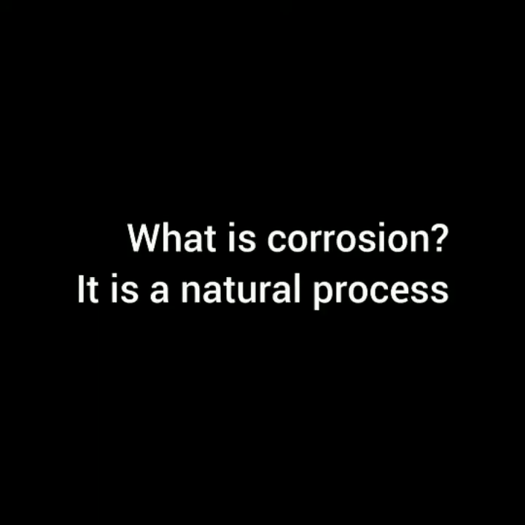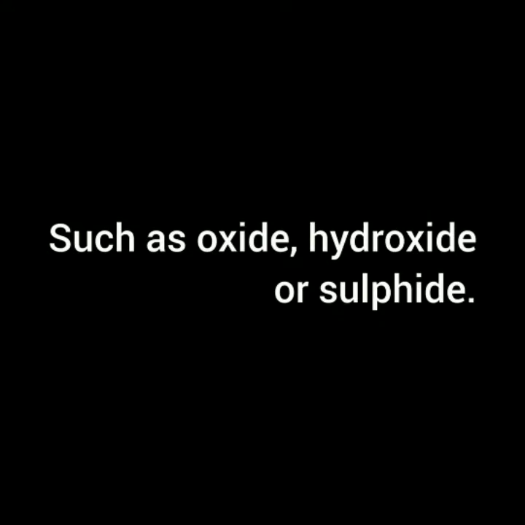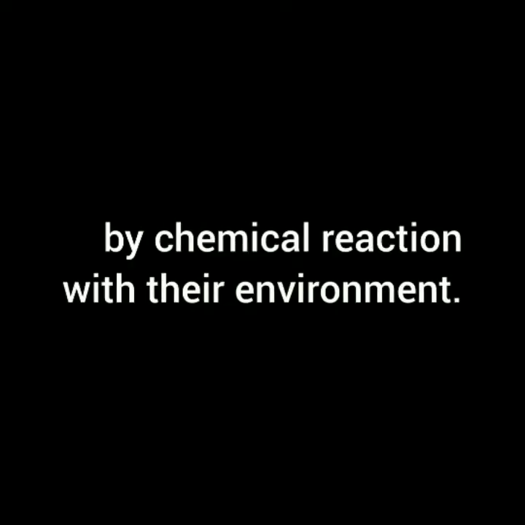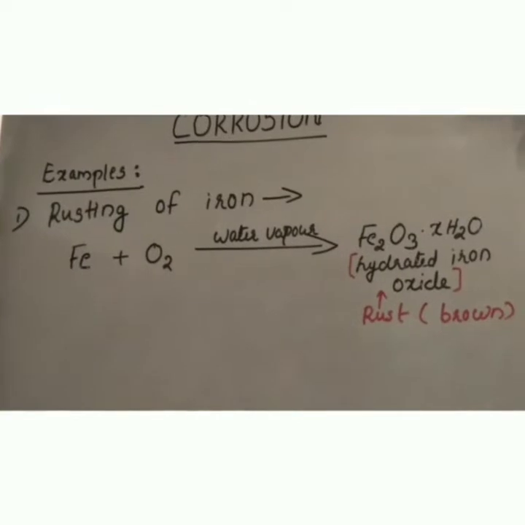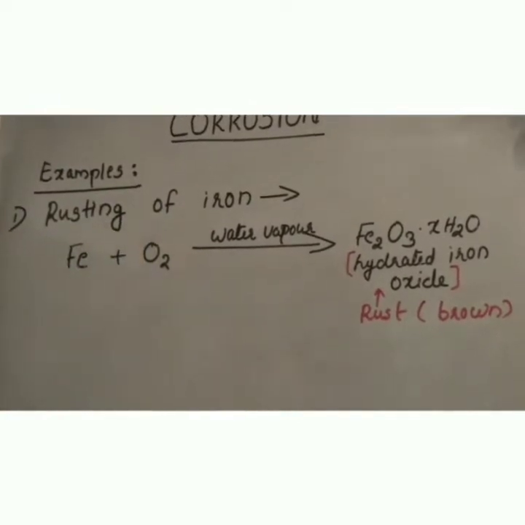Corrosion. What is corrosion? It is a natural process that converts metal into a more stable form such as oxide, hydroxide or sulphide. It is a gradual destruction of metal by chemical reaction with their environment. Examples of corrosion. First one, rusting of iron.